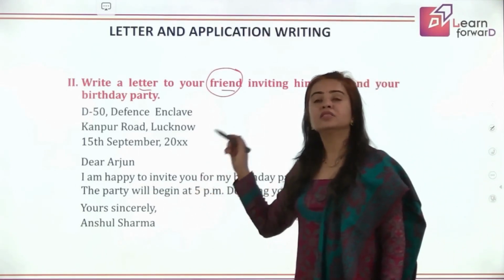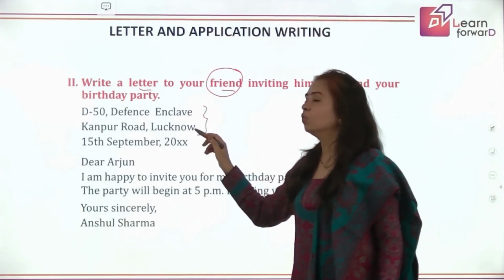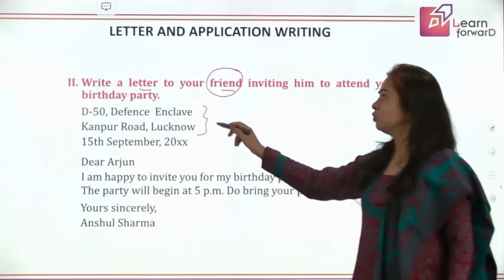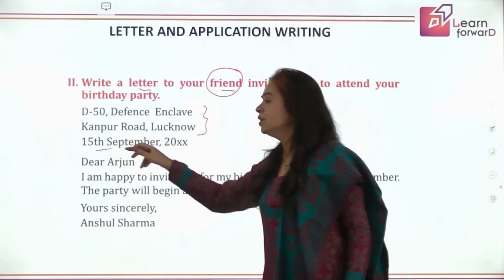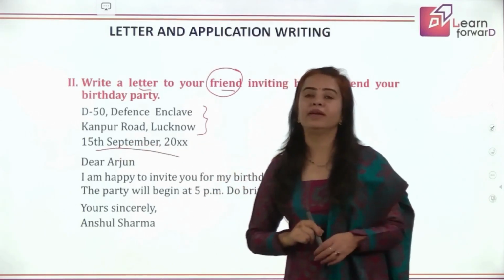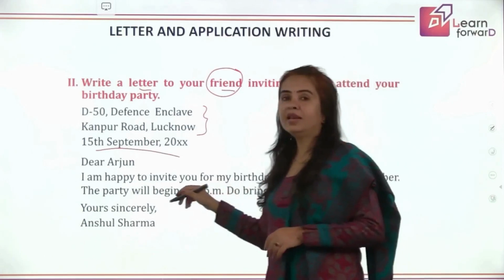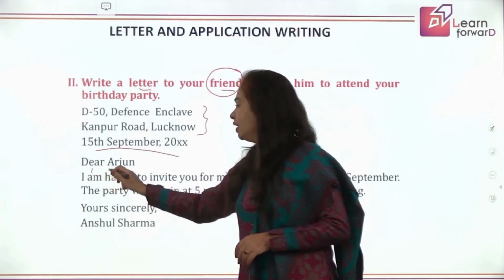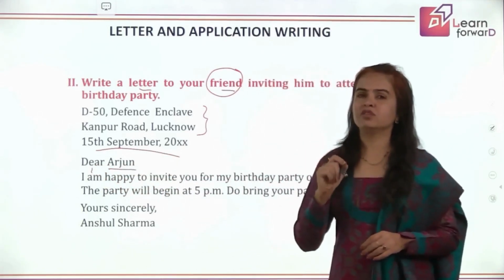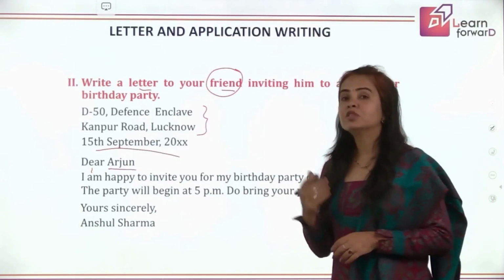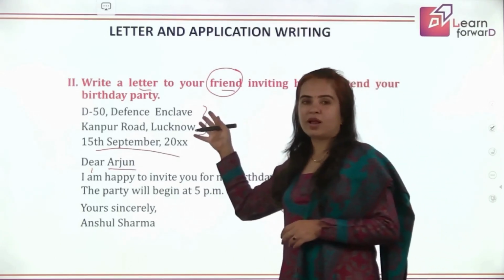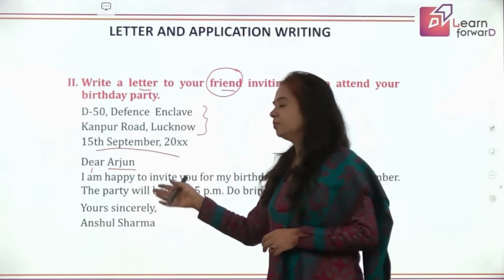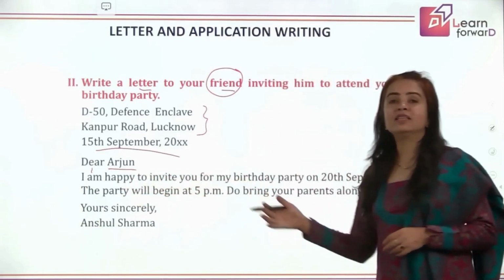How do you write? First of all, you have to write your own address here. The child who is inviting, you have to write your own address here. Then you have to write the date here on which you are writing the letter to your friend. Then you address your friend by saying dear before the name, and then you can write any name, your best friend or any friend you are going to invite. So three things we have learned till now. First, write your address, then write the date, then write dear, your friend's name. And I am happy to invite, this is how you start it.